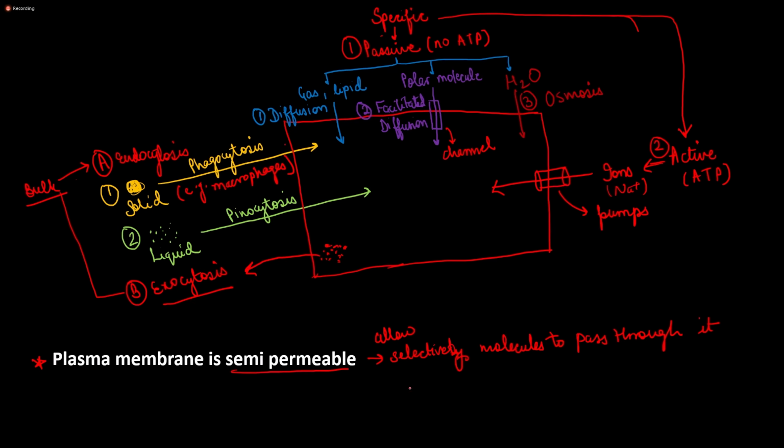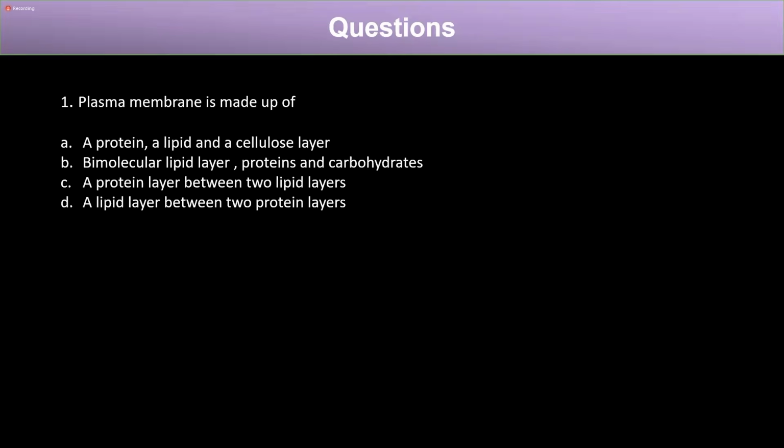So in the last lecture, we saw what the plasma membrane is and what its components are, and now we have seen the functions of the plasma membrane and the different types of transport that occur in a plasma membrane. Now let's solve certain questions and then we will move to the next topic. The first question: a plasma membrane is made up of, first option, a protein, lipid and a cellulose layer. Second, a bimolecular lipid layer, protein and carbohydrates. Third, a protein layer between two lipid layers. And fourth, a lipid layer between two protein layers.